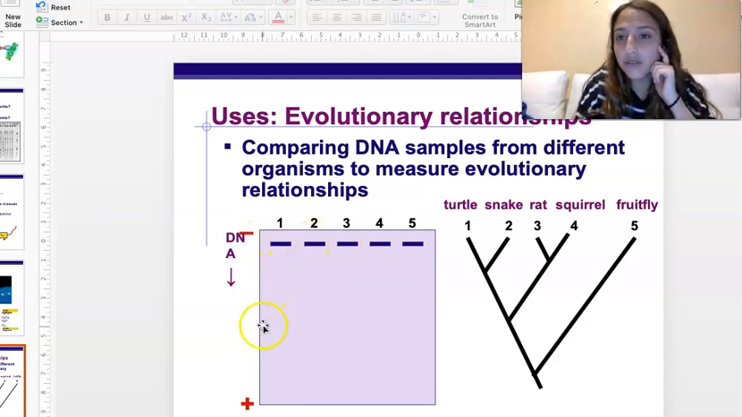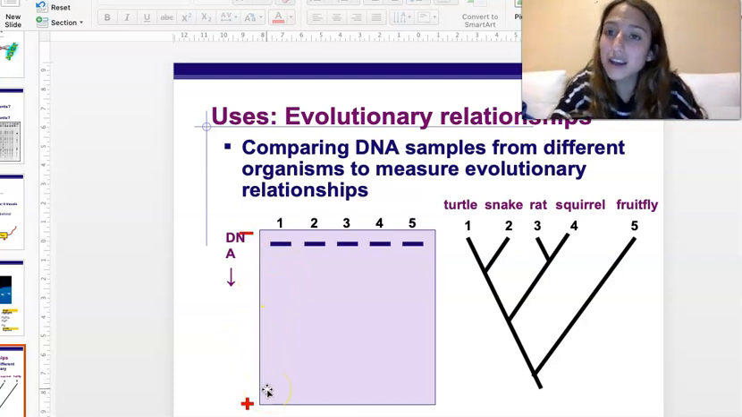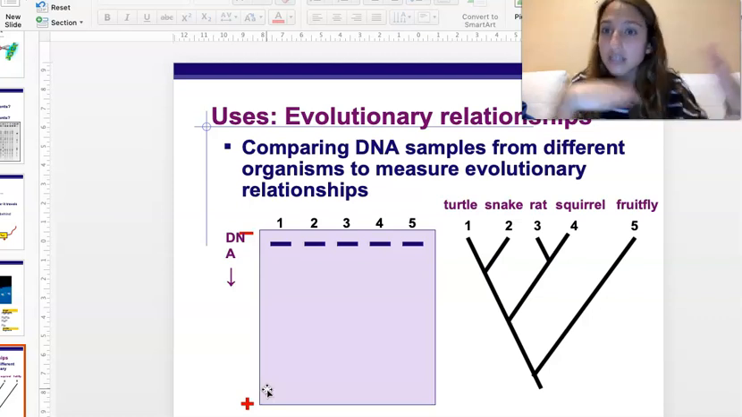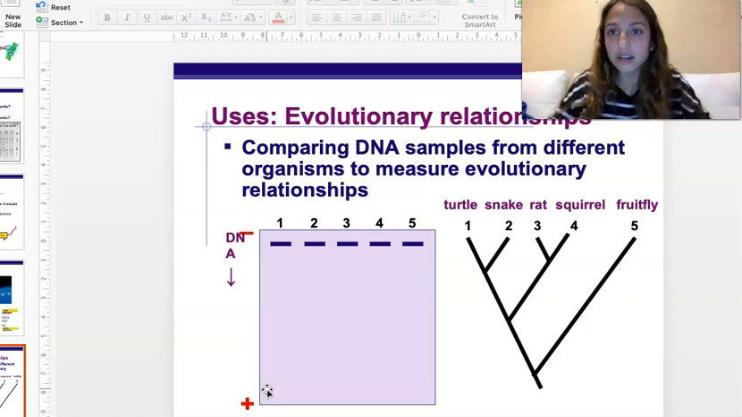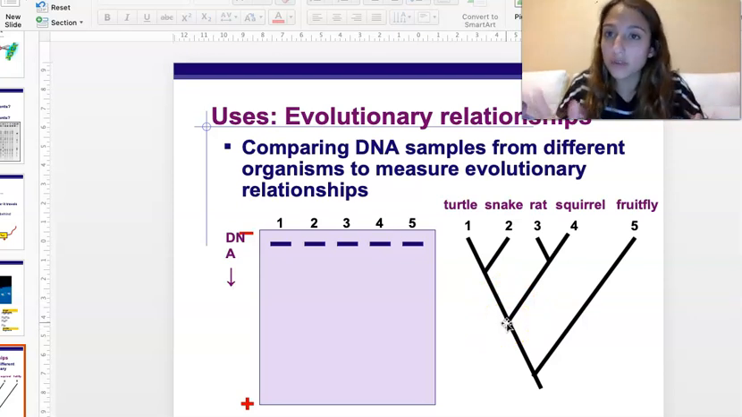If the length of the fragments or the patterns of the fragments are very similar, that means that they are super close evolutionarily. Okay, if they're very dissimilar, that means that there's been a long time since they deviated from this common ancestor. Okay, they've deviated from this common ancestor. It's been a long time, so they are pretty far away from each other in an evolutionary scale.